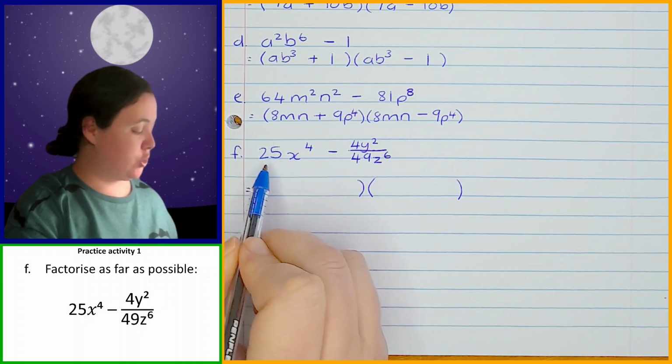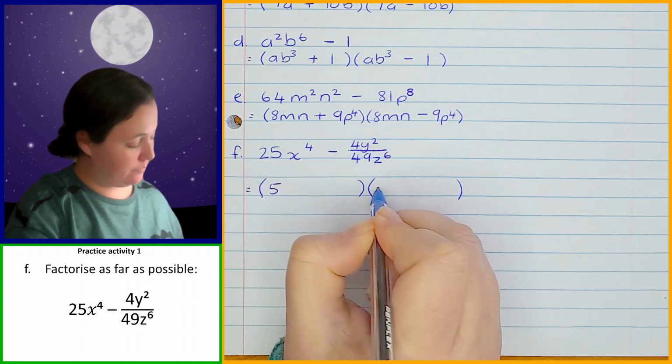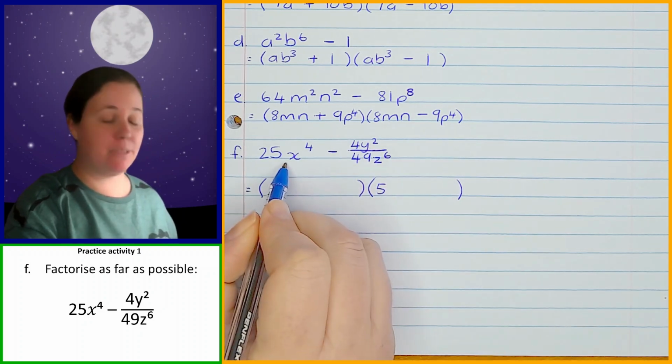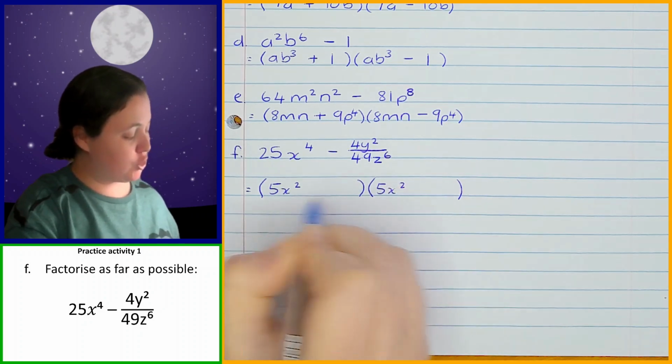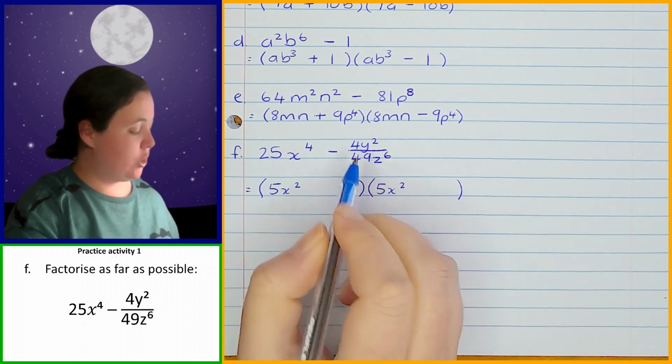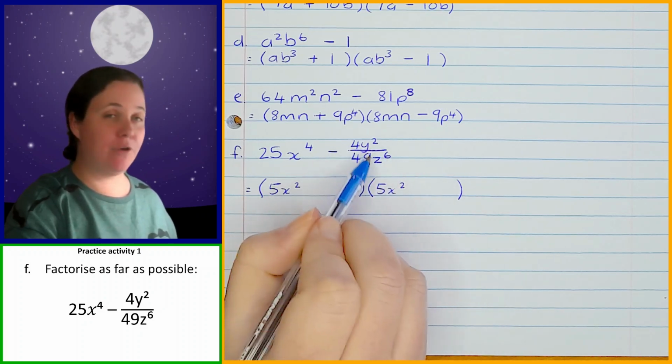Then I take my first term and I square root it. 25 square rooted is 5. And then the square root of x to the power 4 is x squared. So the first term in each bracket is 5x squared. Then I go on to the second term. Now this is a little bit more tricky just because it's a fraction. You have to do everything in this fraction.